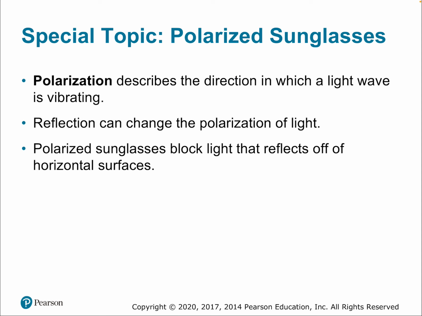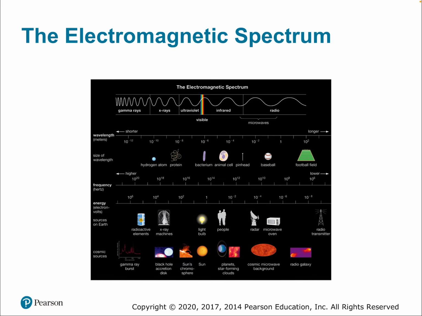Technically, any transverse wave can be polarized, so can ocean waves. By the way, sound waves are longitudinal waves, so they cannot be polarized. But what is it? What the heck is polarization? Well, it describes the direction, as I was saying, that the light wave is vibrating, all right? Because it's going up and down, but exactly what direction is it going up and down? Now, reflection always changes the aspect of polarization, and so can transmission through something like sunglasses, okay?